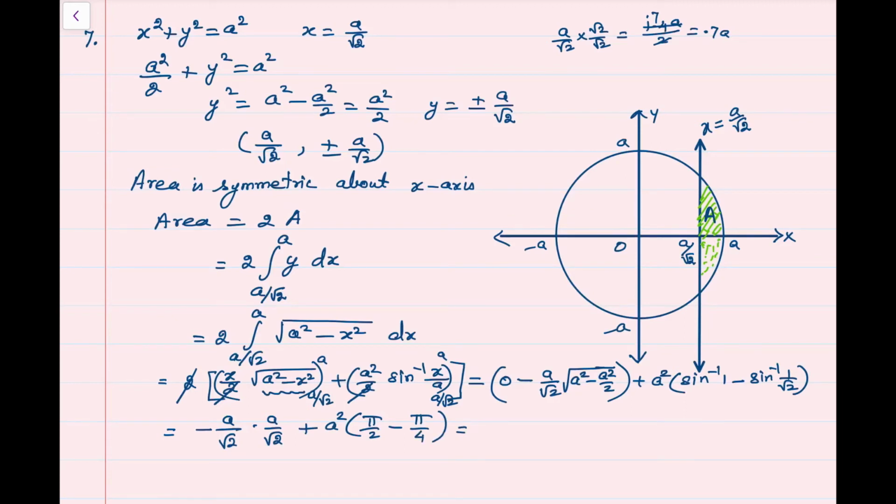Therefore, the answer is pi by 4 a square. I have written the second term first, minus a square by 2. A square by 2 is common. We get pi by 2 minus 1 square units.